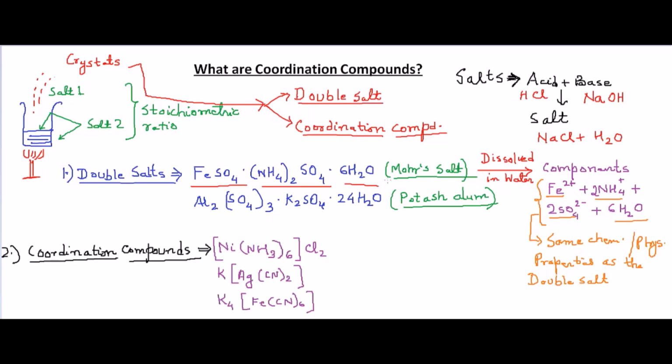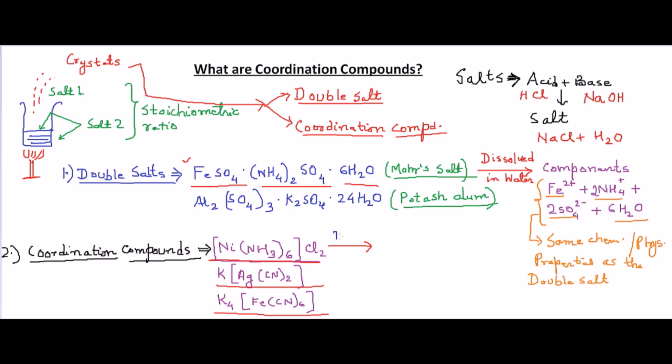These are a few coordination compounds that I have written here: the nickel compound, then the silver compound, and then the iron compound. Whenever you see these kinds of compounds, you get to know these are coordination compounds. So how are these coordination compounds different from the double salts that you have just seen written above? How are these different?